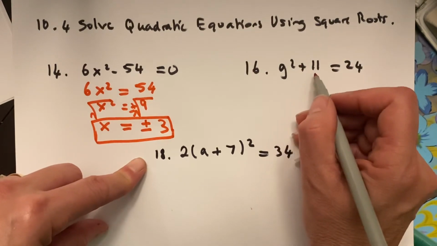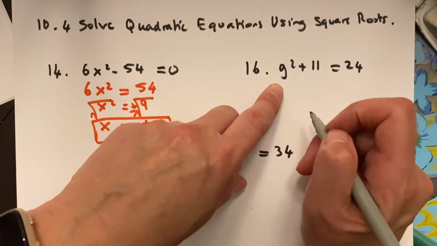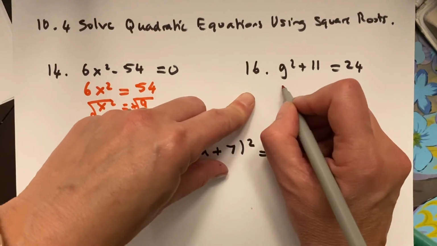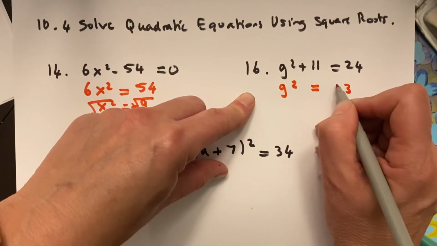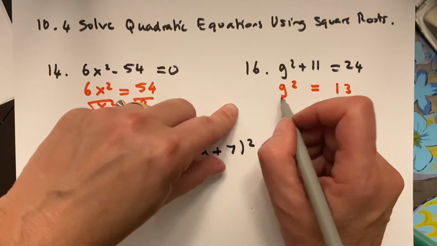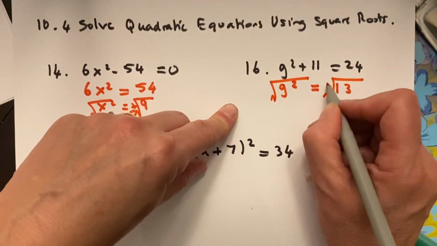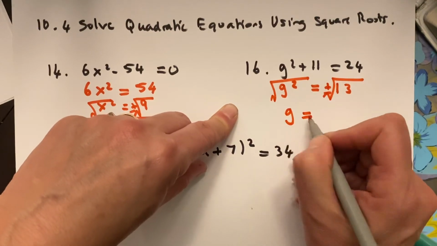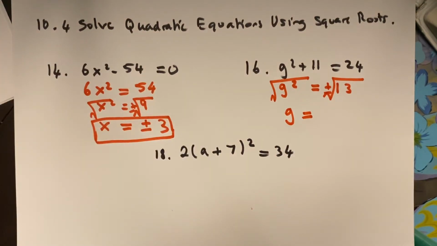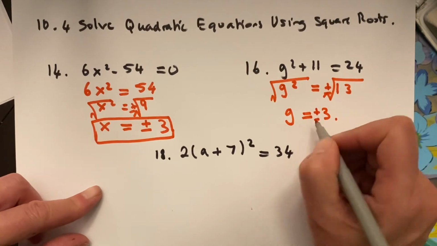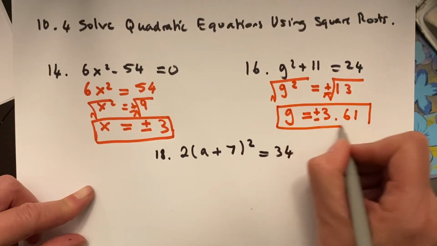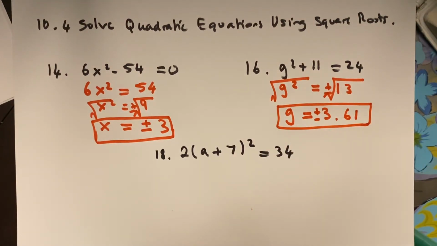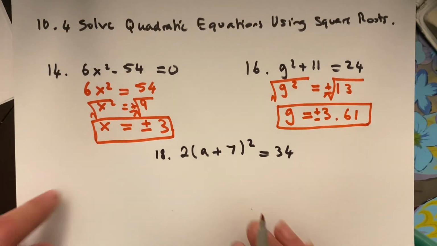Number 16 is similar. We see g squared plus 11 equals 24. We're going to subtract 11 from both sides and end up with 24 minus 11 is 13. We take the square root of both sides, plus or minus the square root of 13, and we end up with 3 plus or minus 3.61. Please have a calculator with you on this test. Put that square root in and get the actual value. Okay, so that's number 16.